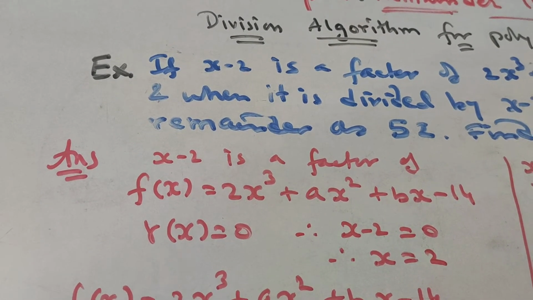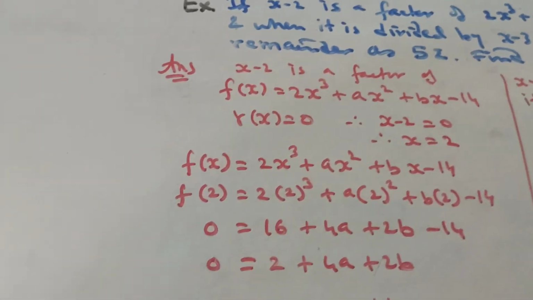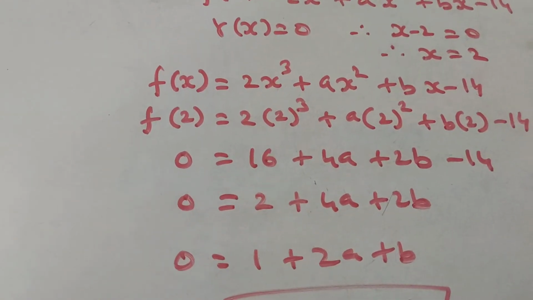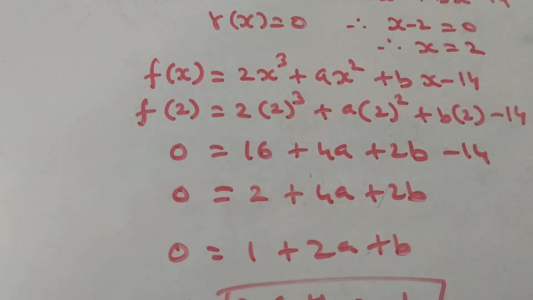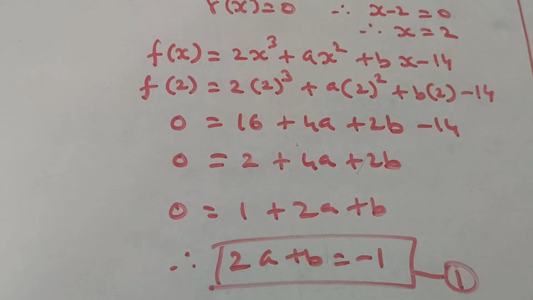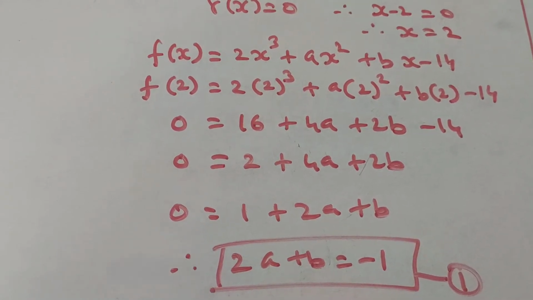Therefore x minus 2 is equal to 0, so the value of x is 2. By placing the value of x in the polynomial, we obtain equation number 1, that is 2a plus b is equal to minus 1.